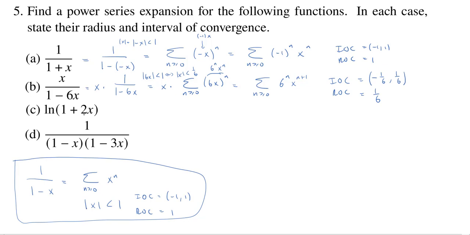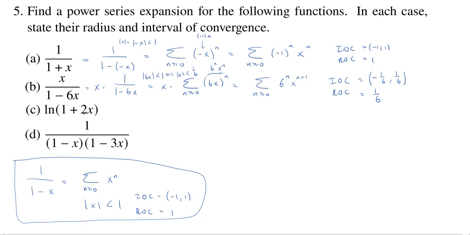Now this next one is a little trickier to see if you haven't had a little experience with this. The natural log of 1 plus 2x, well, let's pretend there wasn't a 2 for a moment, just the natural log of 1 plus x. If you took the derivative of the natural log of 1 plus x, you would get 1 over 1 plus x, which was exactly part A.